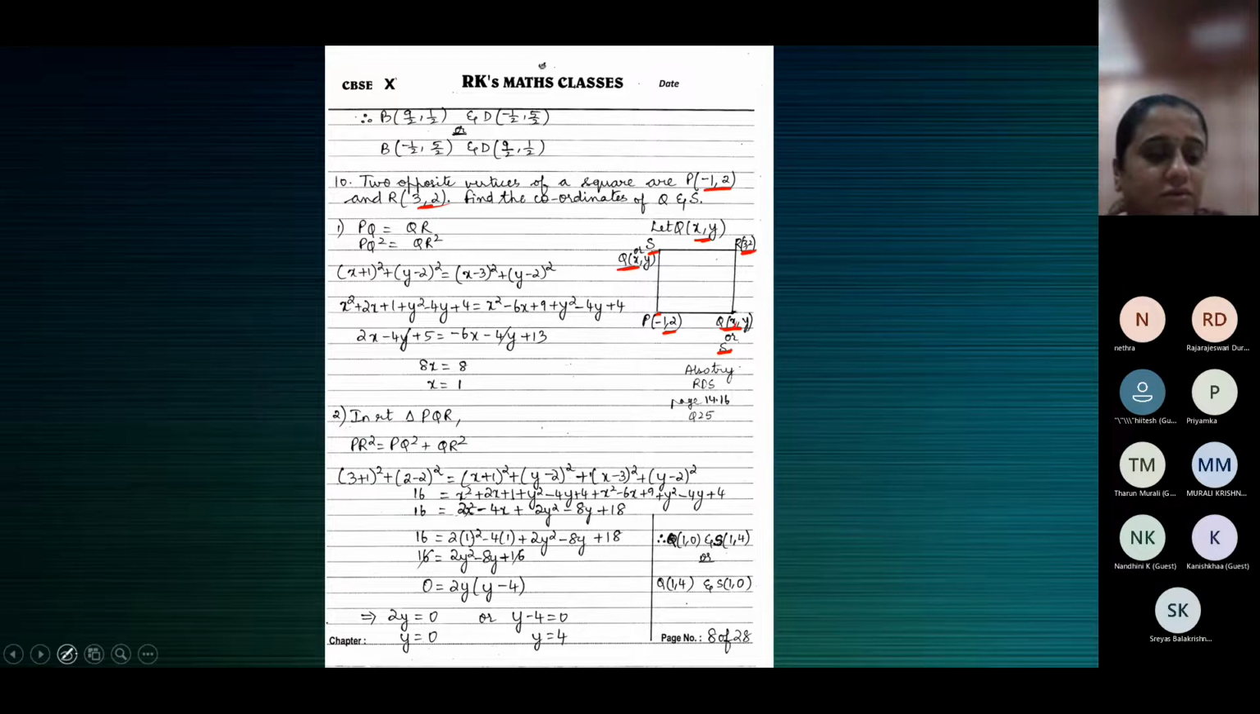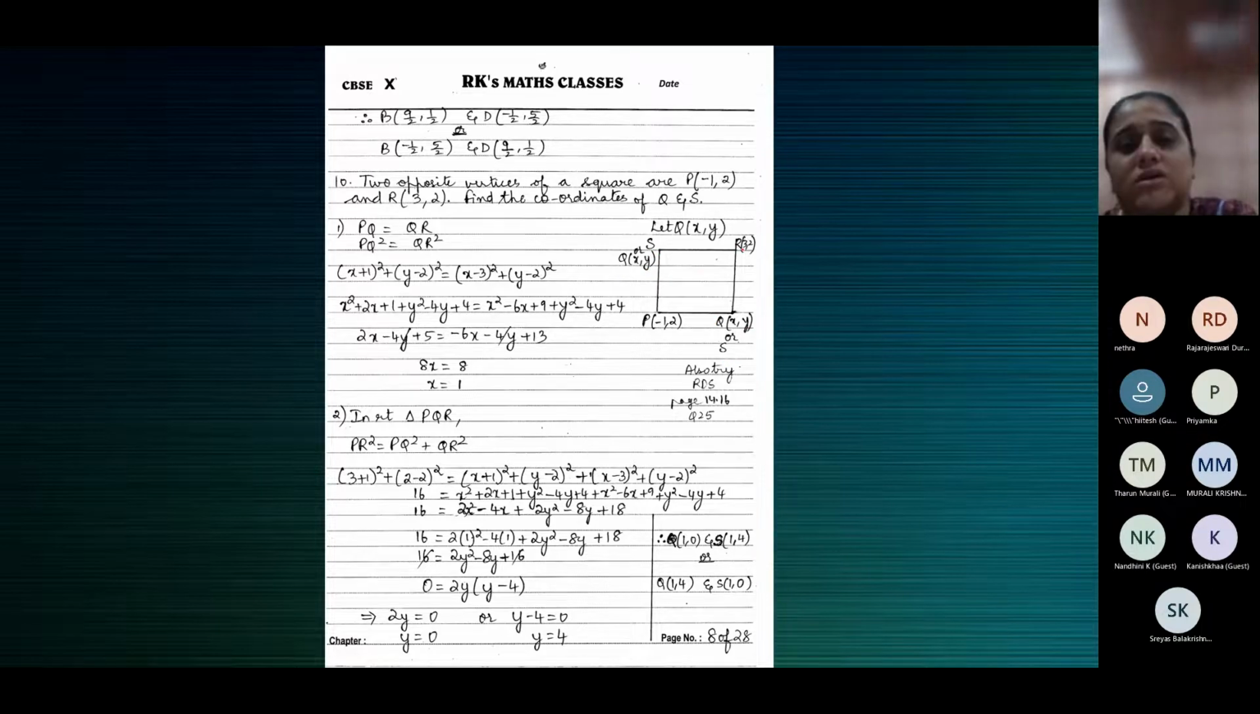All right. Okay. So we have taken the address of Q to be x comma y. If Q is here, this will be the position of S, or if Q is here, then this will be the position of S. So two conditions we have to use here.